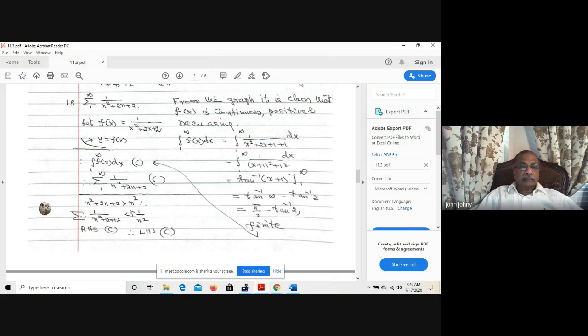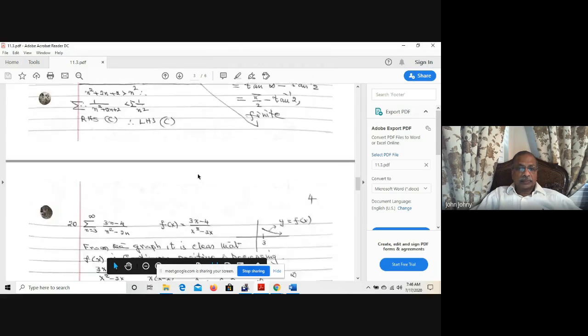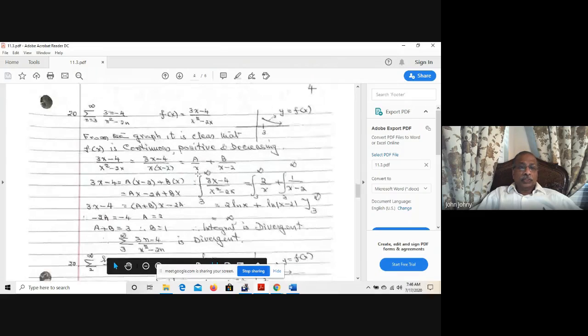And here again, the comparison test will work. n squared plus 2n plus 2 is greater than n squared. Therefore, 1 over n squared plus 2n plus 2 is less than sigma 1 over n squared. The right side is convergent because of the p-test, and so the left side is convergent. So that's another way. Here, if I ask you to show it using the integral test, then you have to do this. Otherwise, you can use the comparison test. Number 20.